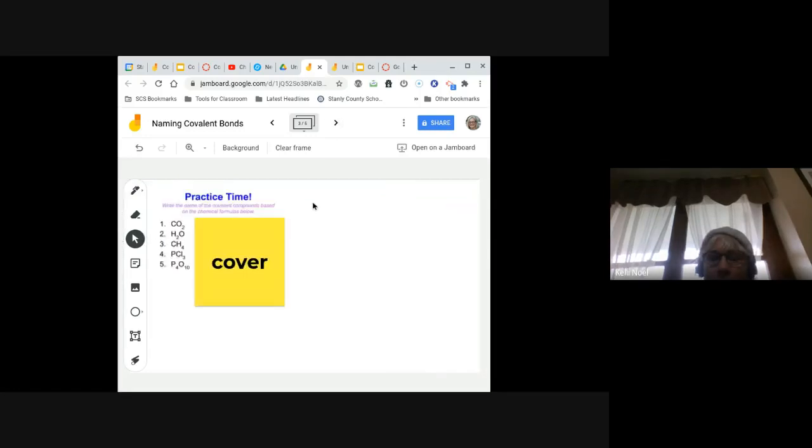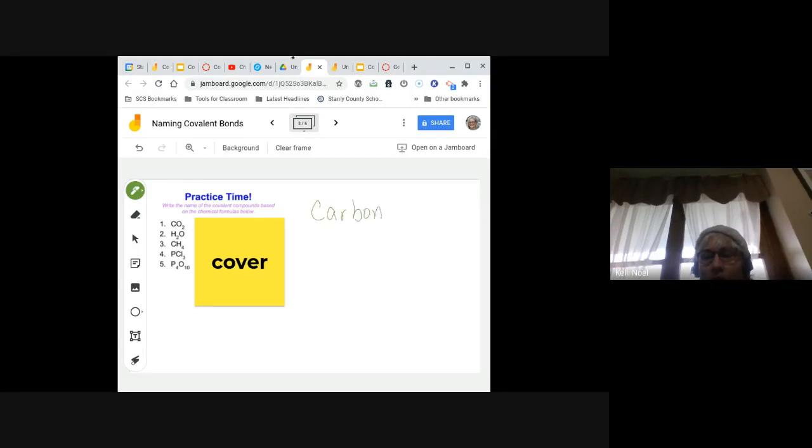So we're going to practice. I'm going to try again, see if it'll let me write. So we have CO2. Remember with the first one, if there's no number, we don't put mono, so it's going to be carbon. Then there's a 2 there, so it's going to be dioxide. So we should be familiar with that one.